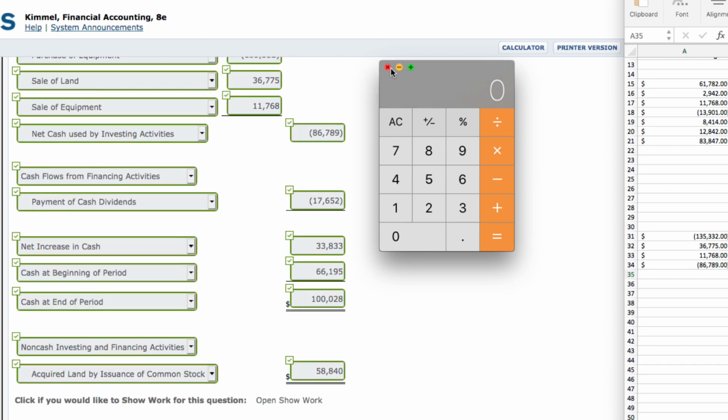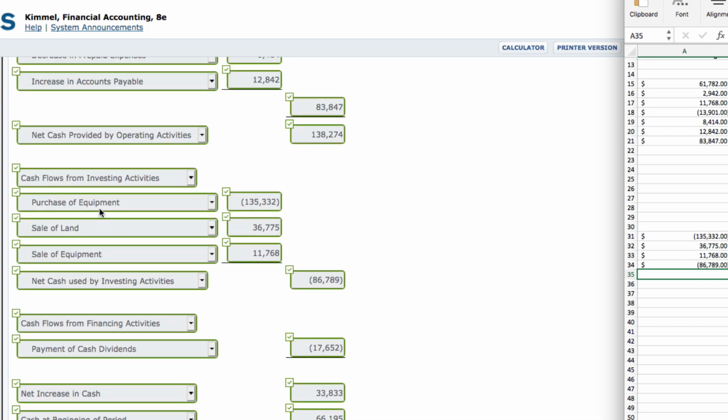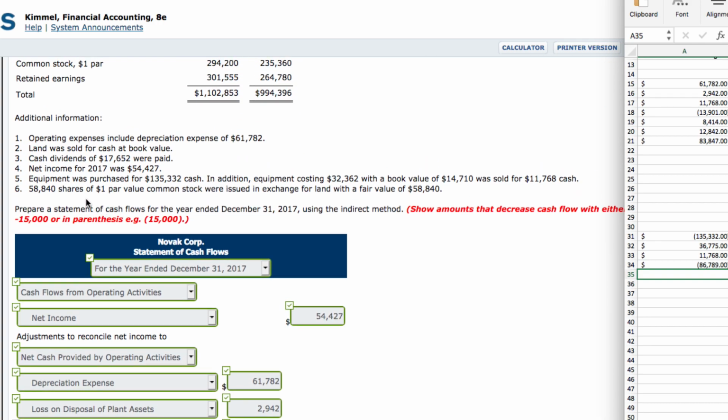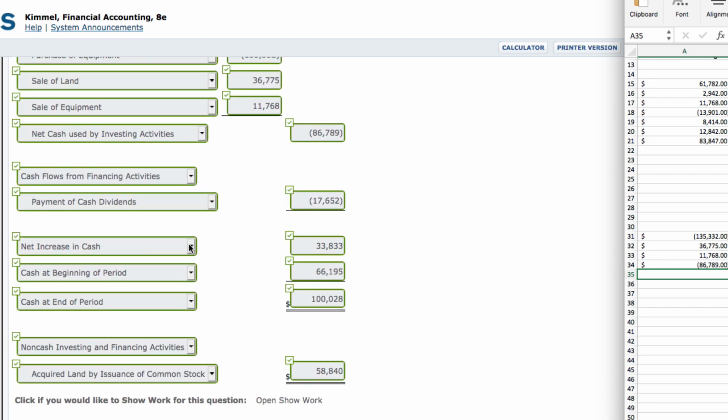So, be careful how you do the numbers in your calculator if you're not using Excel. Anyway, because it's a negative number, we select "used by," not "provided by," but "used by." Our next section is financing activities. We have a payment of cash dividends. This came from $17,652. Cash dividend was paid.